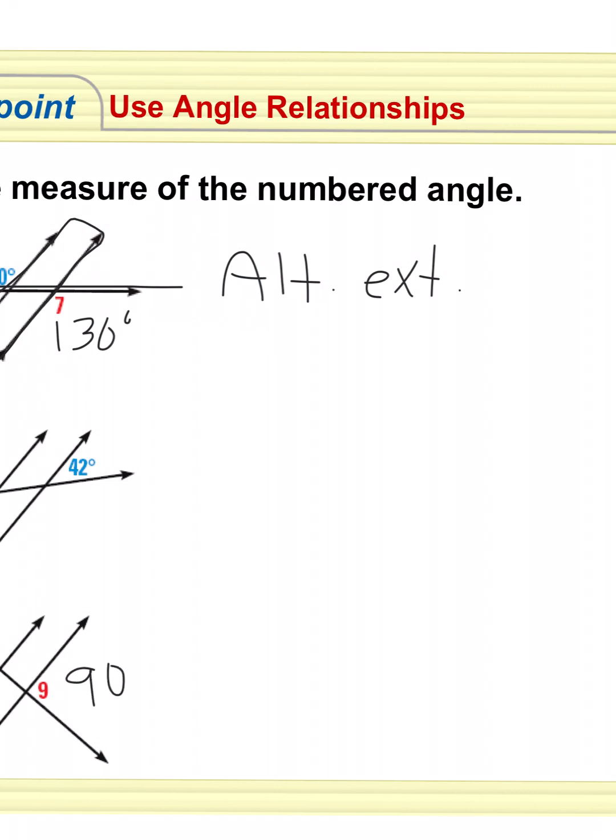Yeah. Is there such thing as same side exterior? Yes, but for our vocab terms, no. Okay. Nope. Only these 5. Good question.